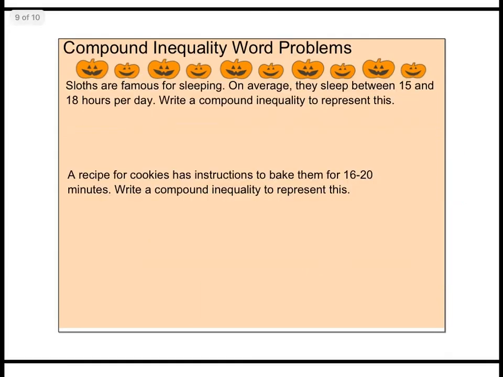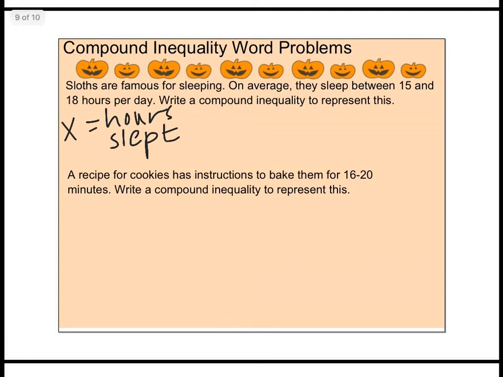And last thing is to practice some word problems. The first one says, sloths are famous for sleeping. On average, they sleep between 15 and 18 hours per day. Write a compound inequality to represent this. So let's say x is hours slept. It's good to pick your variable right away.